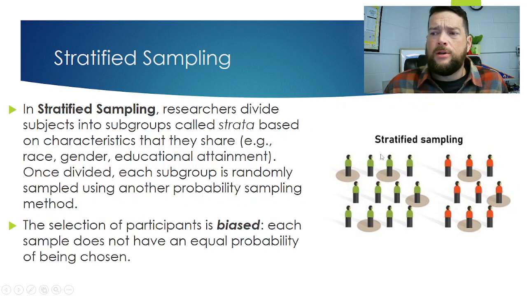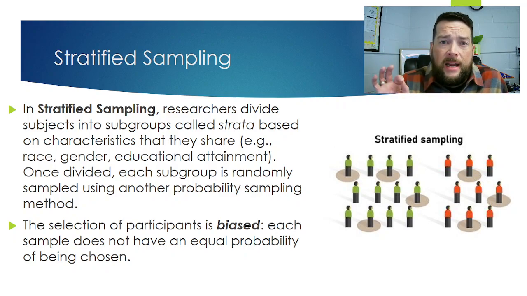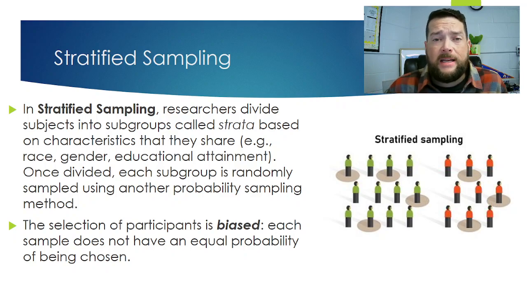And like cluster sampling, stratified sampling is considered biased because not every respondent has a fair or completely fair probability of being selected, even though it's a whole lot less biased than convenience sampling or something.